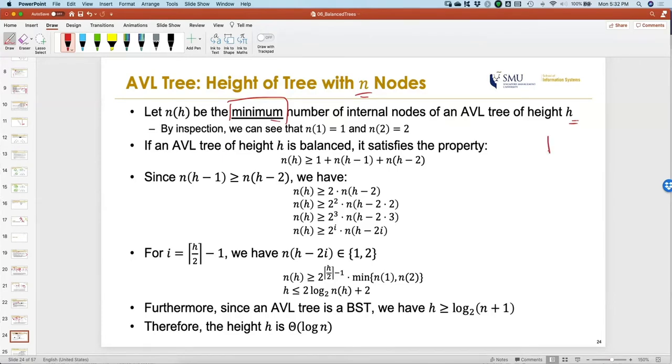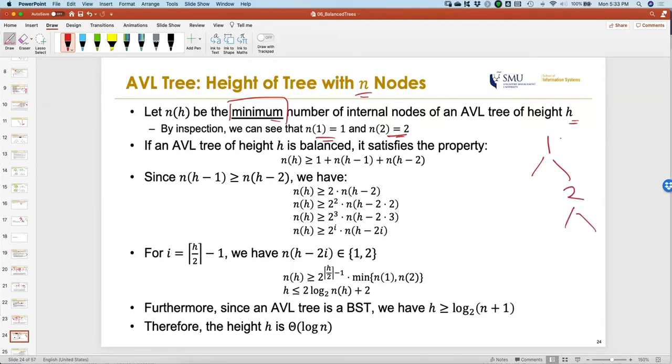So for example, I have 1, and this has a height of 1, and this is balanced, because the two subtrees on the left and the right are going to have the same height. Which means that we can write n1 equals 1. Given that the height is 1, the minimum number of nodes I need to support that tree is 1. If the height is 2, then the minimum number of nodes that I need to support that tree is going to be 2, right?